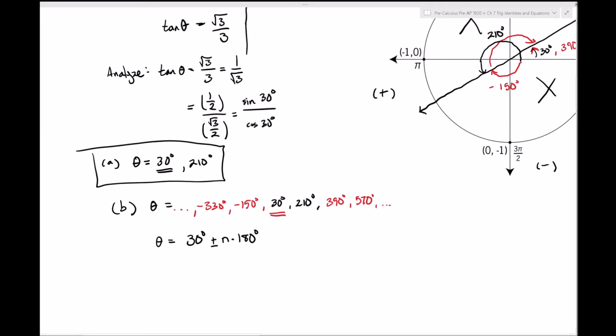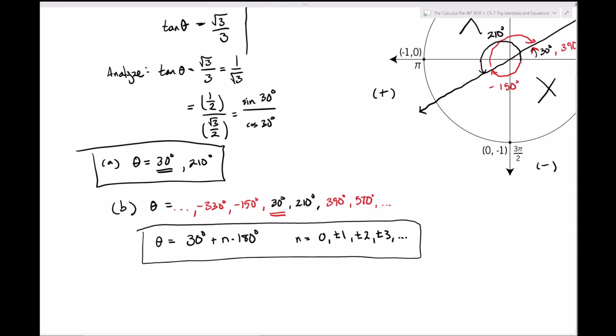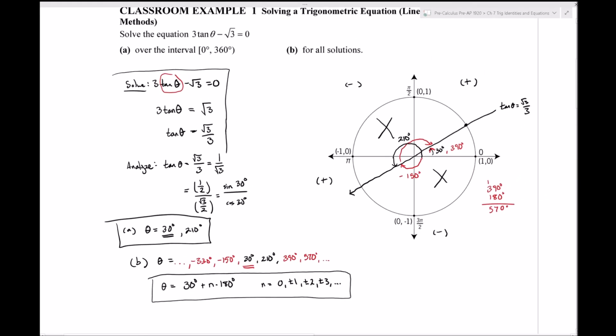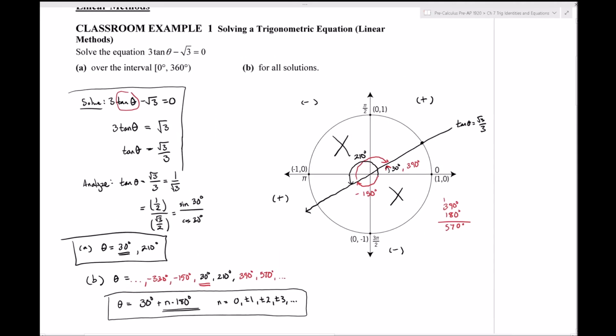You could put a plus or a minus on that if you understand n is a positive integer or 0. Or you could just take away the negative and let n represent anything: 0, plus or minus 1, plus or minus 2, plus or minus 3, and so on. There's my closed form solution for theta. And those are all theta values that solve the same equation, 3 tangent theta minus square root of 3 equals 0. So that's for all solutions. If they ask for all solutions, they want this, plus an n times something, whatever that something is. And that's it for example 1.